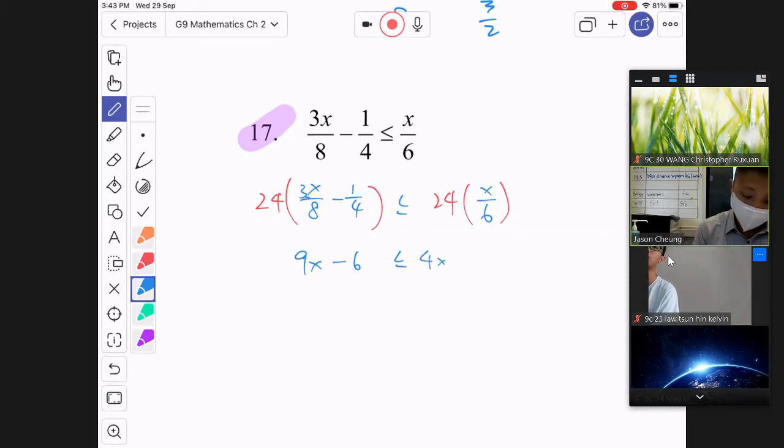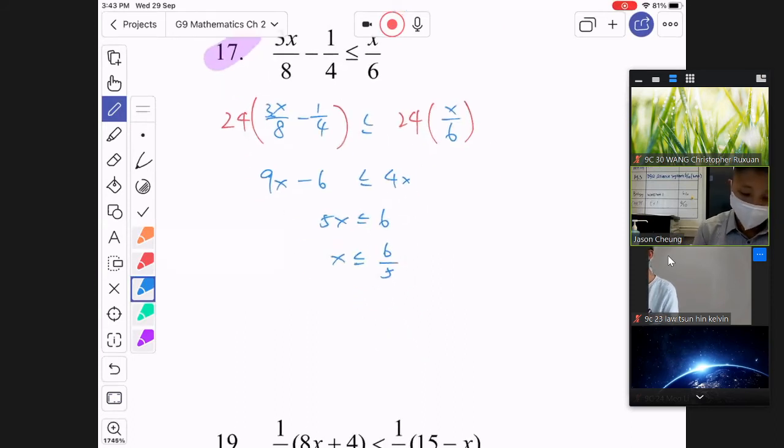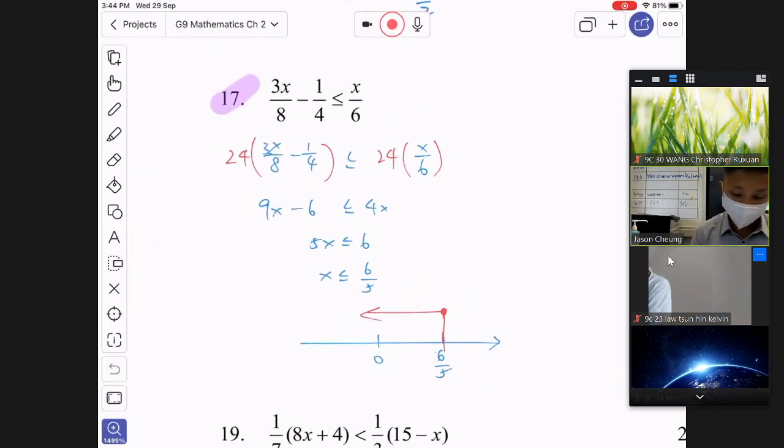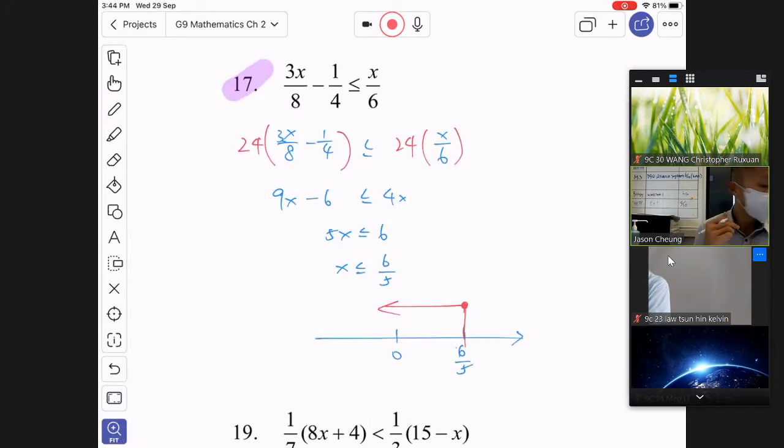The x goes to the, so this is the key step here: to remove all the fractions by multiplying by one thing. All right, and then 5x, the 6 goes to here. 6 divided by 5. Very easy, right? Once you remove all the denominators here, it will become very easy. All right.